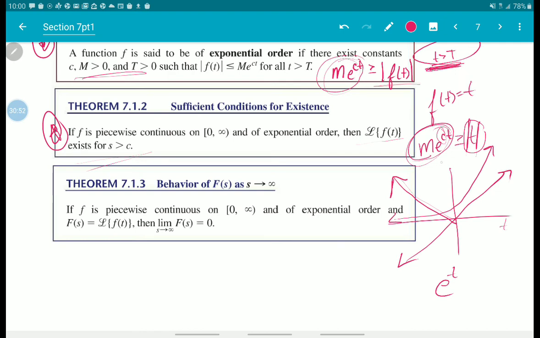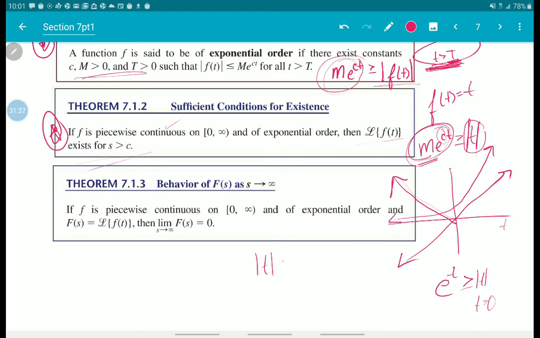So for this guy, we could just use e to the t. e to the t is definitely going to be greater than or equal to the absolute value of t, and that's going to always be true on the right-hand side, where t is greater than 0. In fact, it's even true just a little bit over here. So there's a place where this happens. We have an exponential function that lives above that function. Exponential order is met.